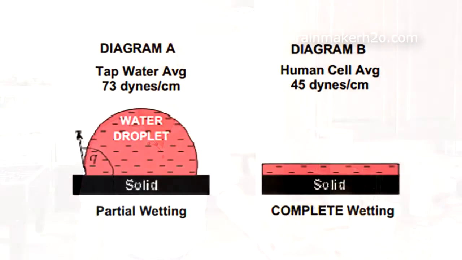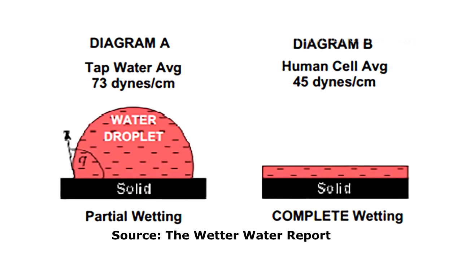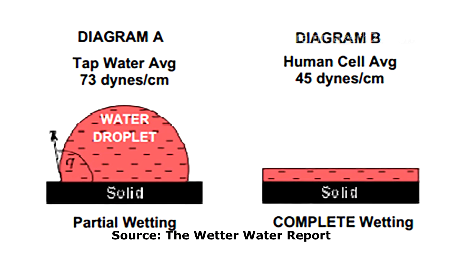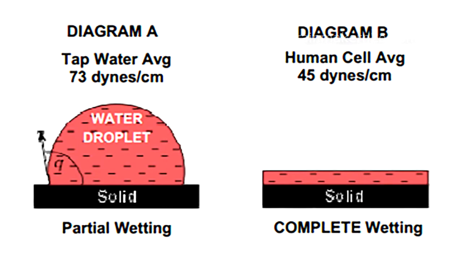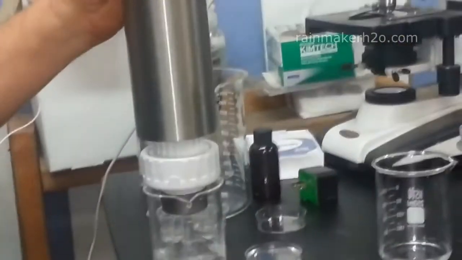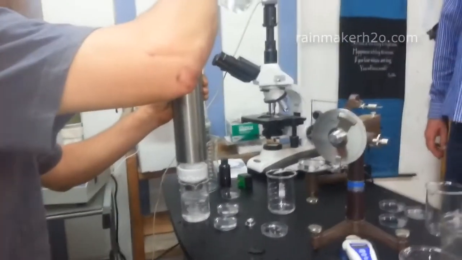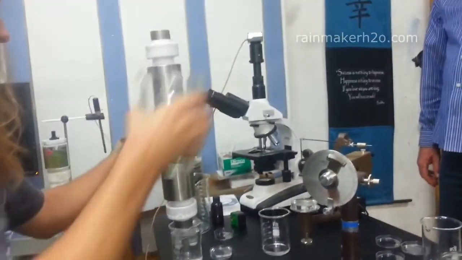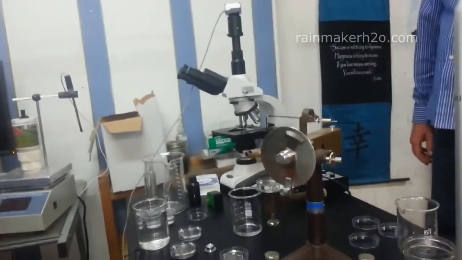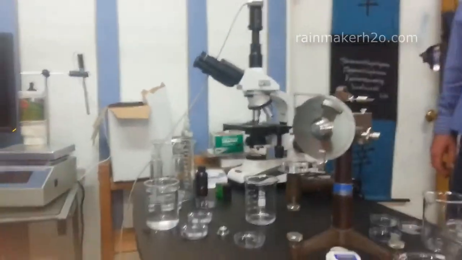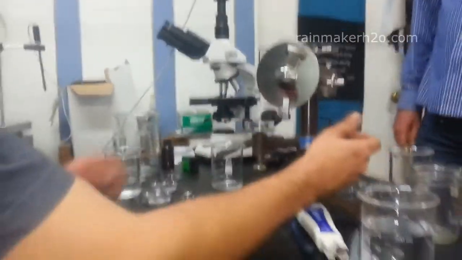So within the water there needs to be a sufficient amount of water that is at that lower level from a hydration standpoint. And what we have demonstrated by pouring water through one of our Rainmaker devices, just using gravity, is at least a 10 dyne reduction in the amount of force. And that's just using gravity.